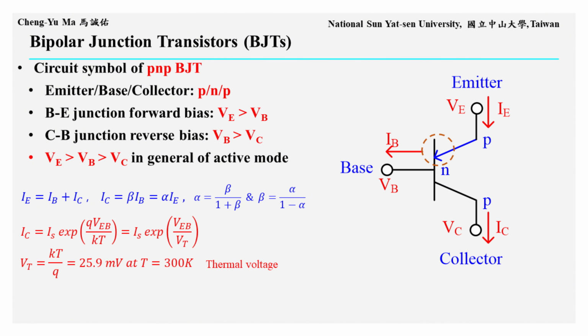After summarizing the NPN case, we can directly extend the same ideas to a PNP BJT. As shown in red on the slide, the doping types are opposite to the NPN case. For the BE junction to be forward biased, VE must be greater than VB. For the CB junction to be reverse biased, VB must be greater than VC. Therefore, for a PNP BJT in active mode, the voltage relation is VE greater than VB and VB greater than VC. Since the emitter has the highest potential, it is usually drawn at the top of the circuit symbol. Again, the arrow at the BE junction identifies the emitter and indicates the conventional current direction.